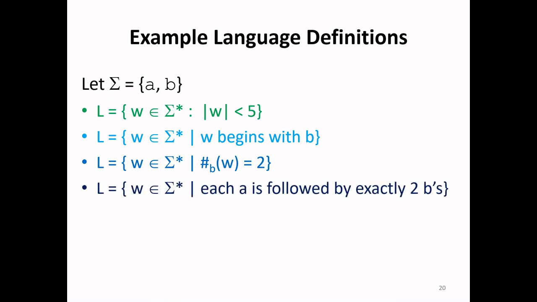In this language, the language consists of all possible strings W over AB where each A is followed by exactly 2 B's. This language consists of all the strings W which do not begin with A. Here all the strings begin with B, and in this language all the strings which do not begin with A.